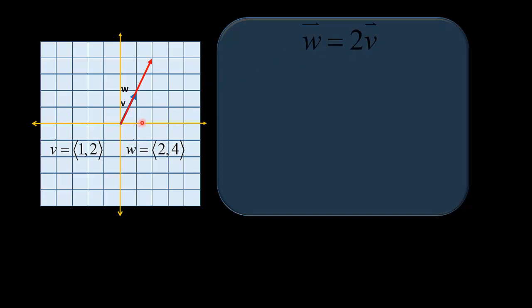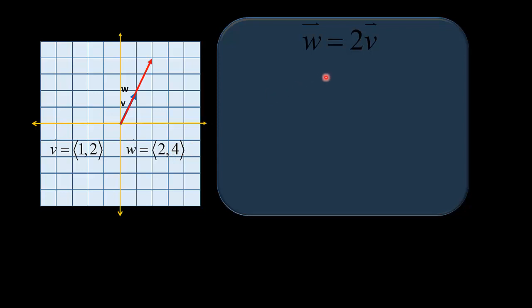In other words, if you multiply v by 2, see, 2 times 1 is 2, you get the x-coordinate of w, and 2 times 2 is 4, you get the y-coordinate. So it turns out that w is just 2 times v.